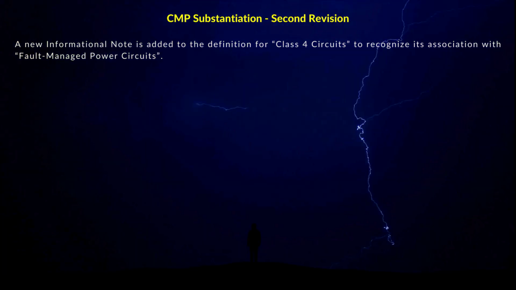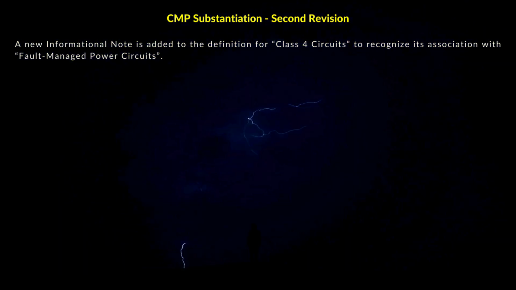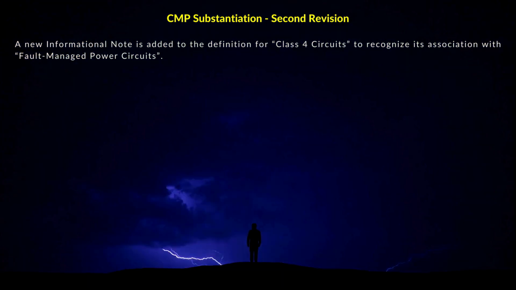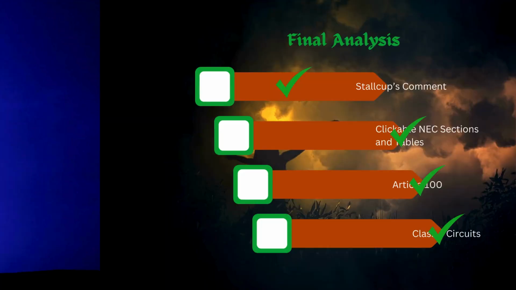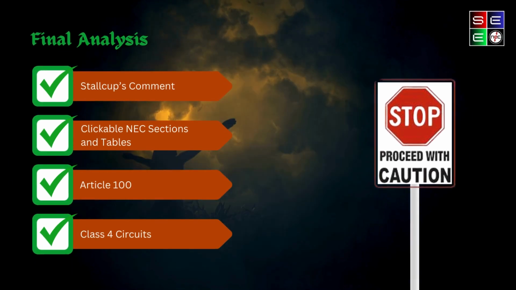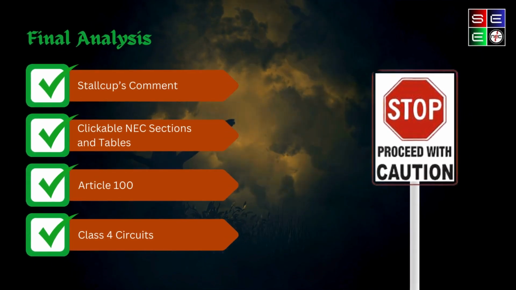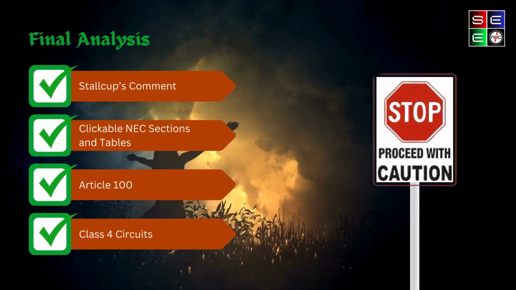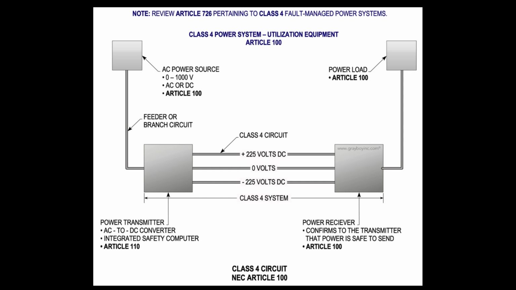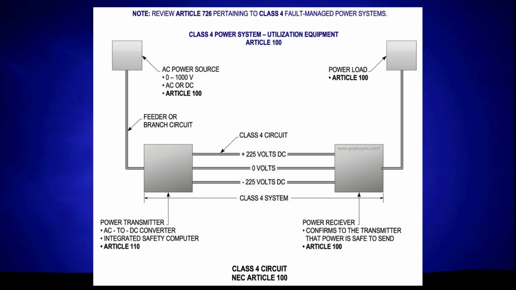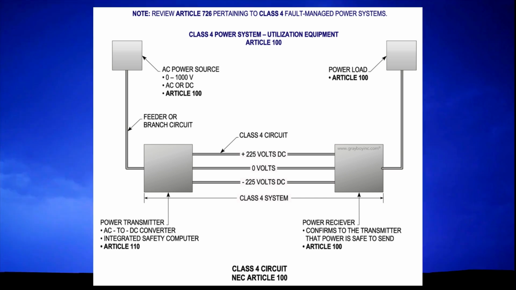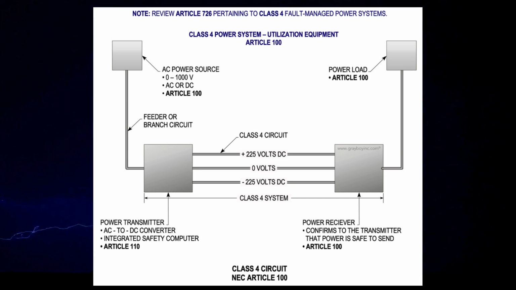A new informational note is added to the definition for Class 4 circuits to recognize its association with fault-managed power circuits. A new definition has been added to Article 100 to address Class 4 circuits. These circuits are different than Class 2 or Class 3 power-limited circuits.